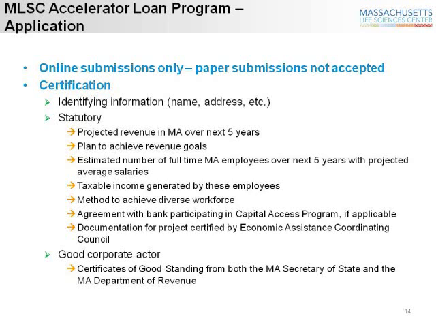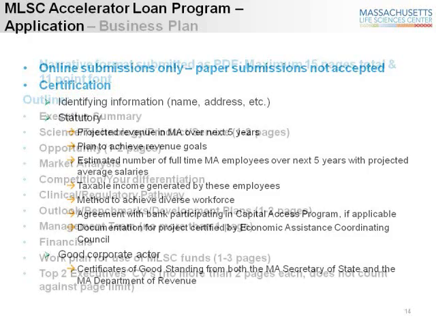One comment, you should understand that the statutory information such as the estimated number of employees and taxable income and such for these employees over the next 5 years. We understand that these are estimates, so just do the best job you can at making those estimates.